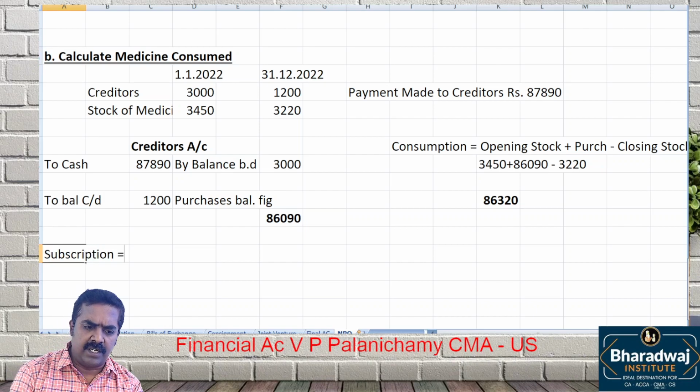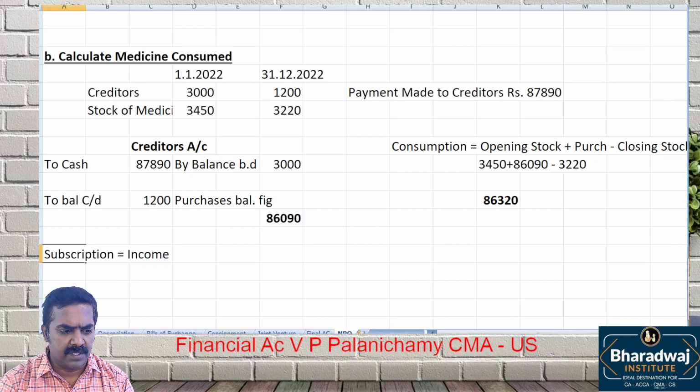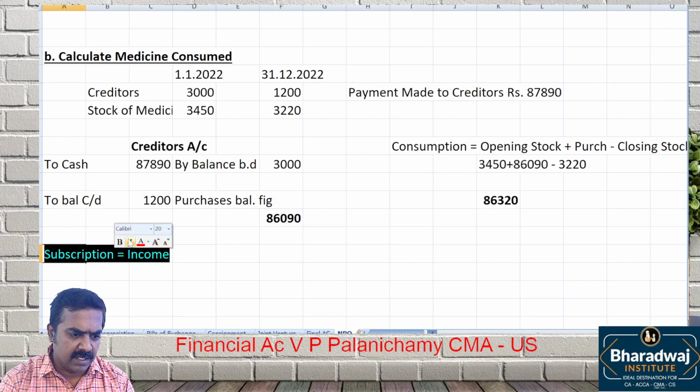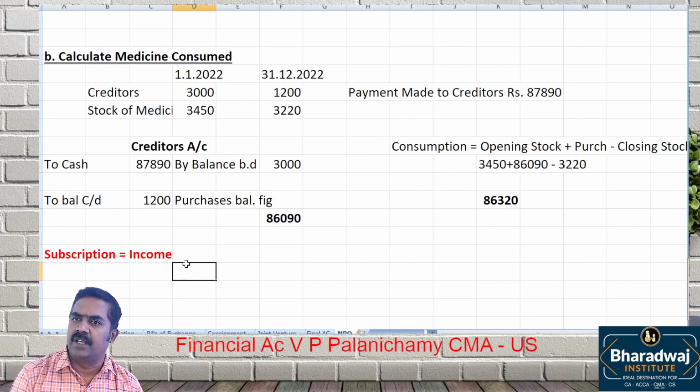Subscription is an income for the club or expense for the club? Subscription is an income for the club. Based on this, surely you will get one question. Similar question you will get. Subscription income calculation, you will get what? One question. First take up this and we will proceed. These are all most important concepts that are repeatedly tested in NPO.